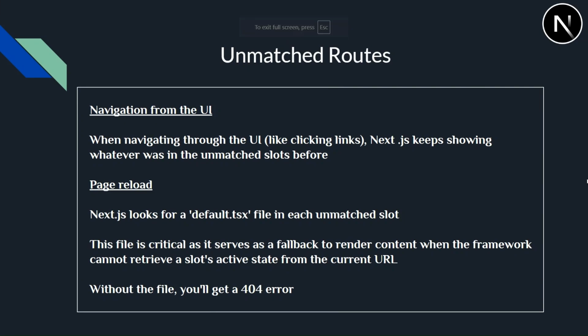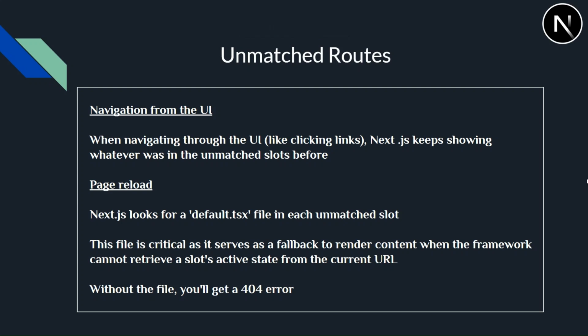So let's talk about the unmatched route. Here you can see the navigation from the UI, which we are implementing in this video. That is, when we click on the default, it will move to localhost/complex-dashboard, while if we click on the archive, we move to complex-dashboard/archive. So when navigating through the UI by clicking, Next.js keeps showing whatever was in the unmatched route before.